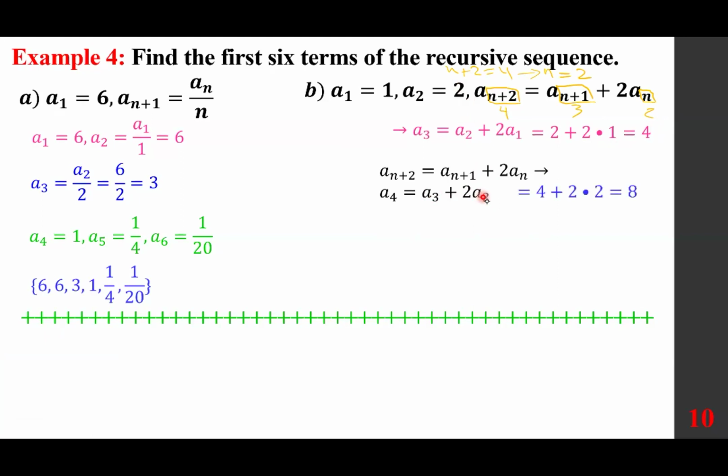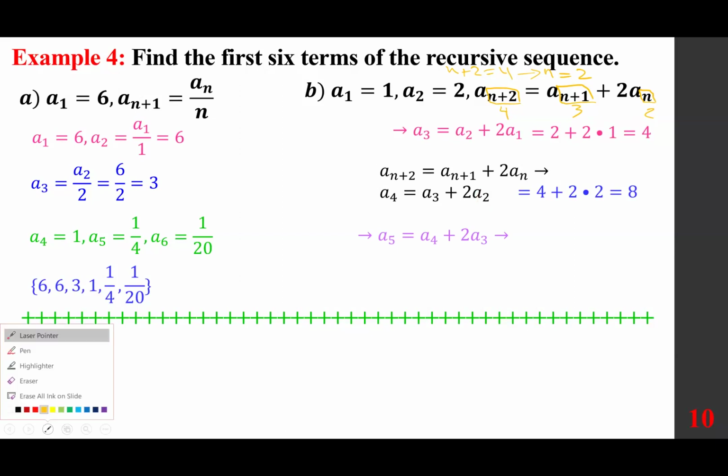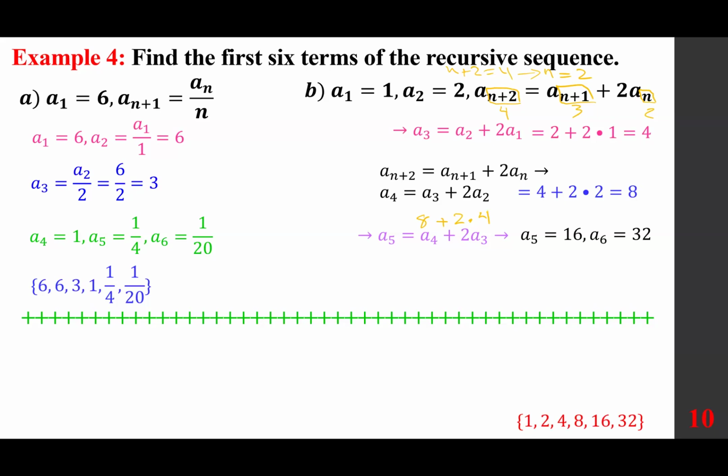Okay, class? Formula for a sub 5, anybody? Formula for a sub 5. Using the same methodology, it's a sub 4 plus 2a sub 3. Eight plus 2 times 4. They give us 16, and we continue with the next one.